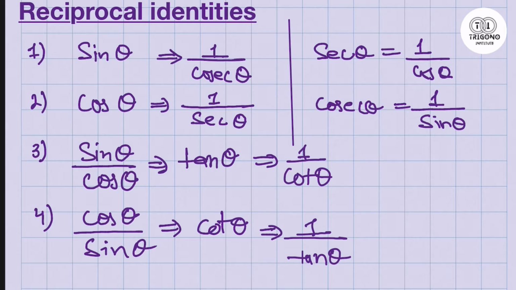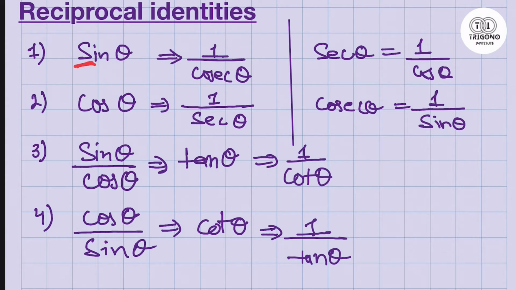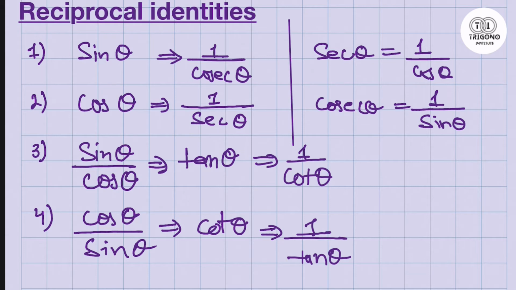You can also learn that sine theta equals 1 over cosecant theta. Like that, sine and cosecant: S with C, C with S; no SS will come together and no CC will come together. So this is called the reciprocal identities of trigonometry.